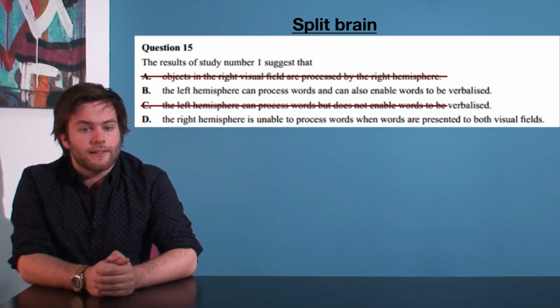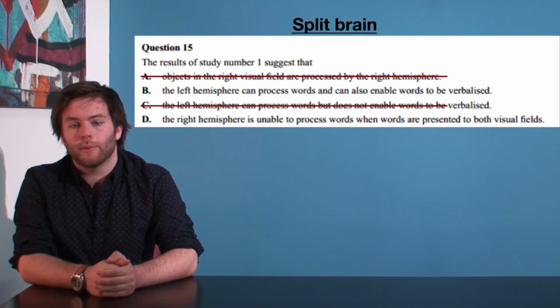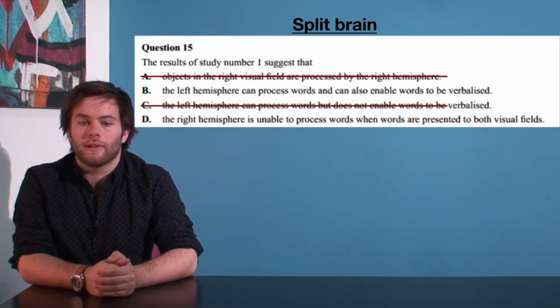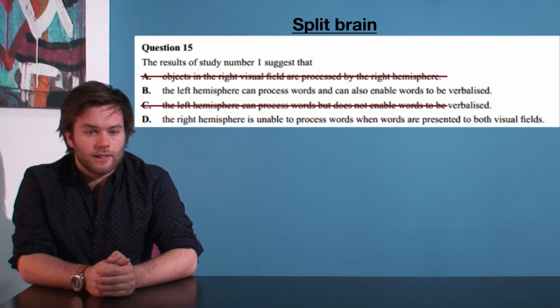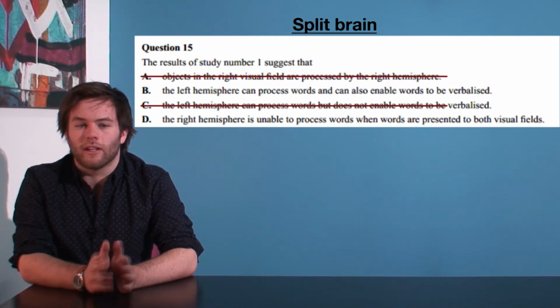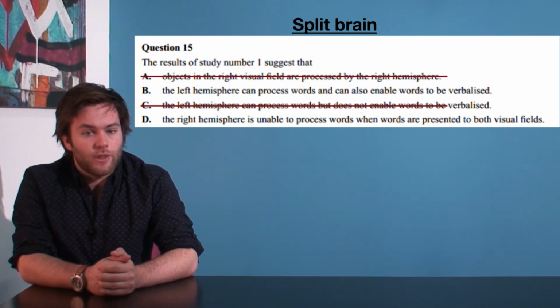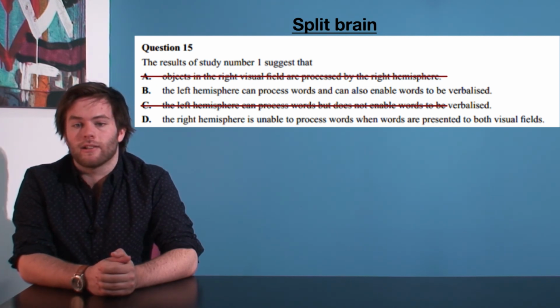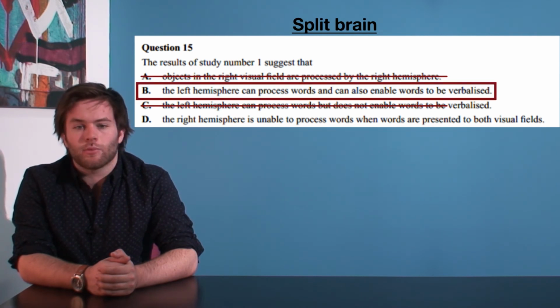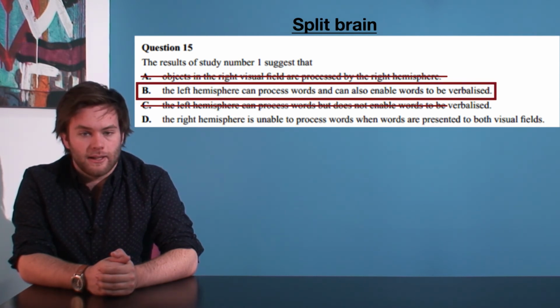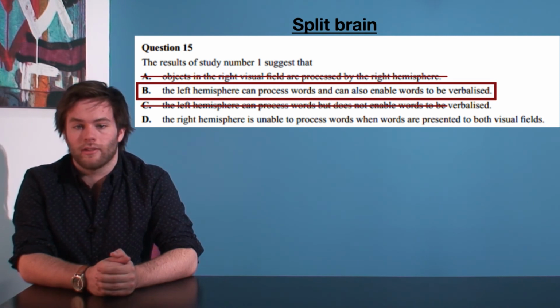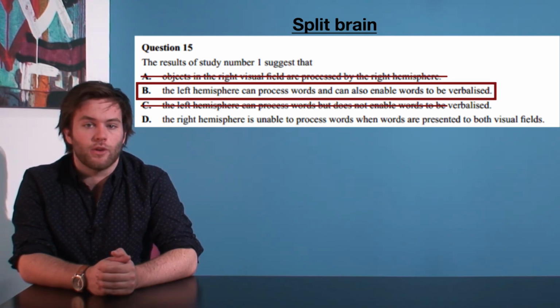Option D says that the right hemisphere is unable to process words when words are presented to both visual fields. But if information is presented to the left visual field, it is processed by the right hemisphere. Whether or not there also happens to be information presented to the right hemisphere is irrelevant. So that leaves us with the correct option, option B. The left hemisphere can process words and can also enable words to be verbalized.